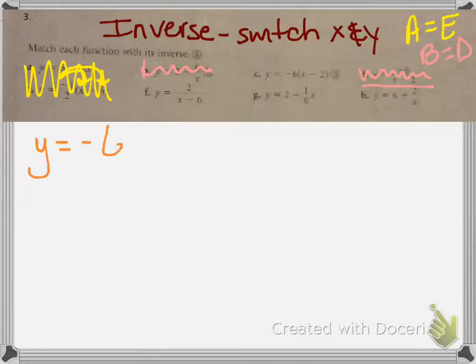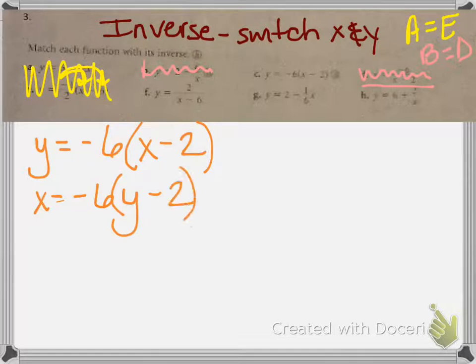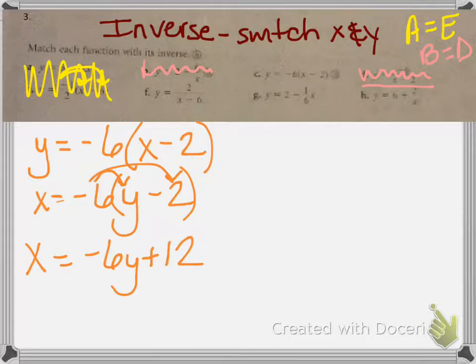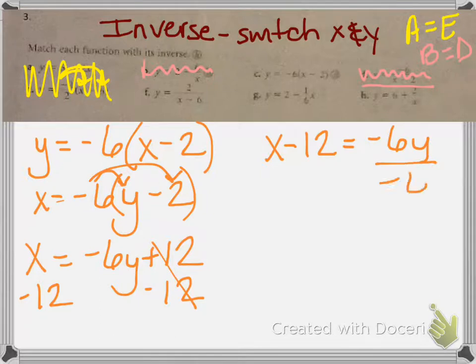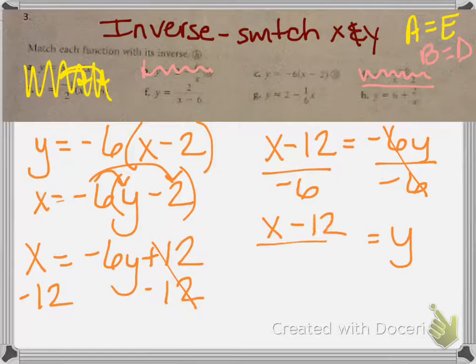y equals -6 times x minus 2. What do you think? Switch x and y first. There we go. I can distribute. We'll distribute first, okay? So I got x equals -6y plus 12. All right, so let's subtract 12 from both sides. I get x minus 12 equals -6y. Divide everything by -6. y is now alone. So x minus 12 over -6.